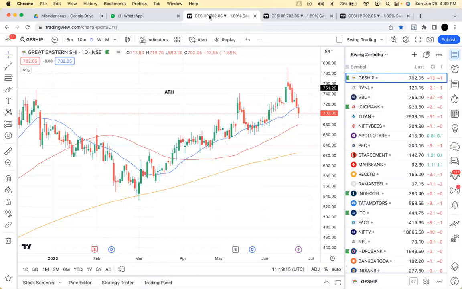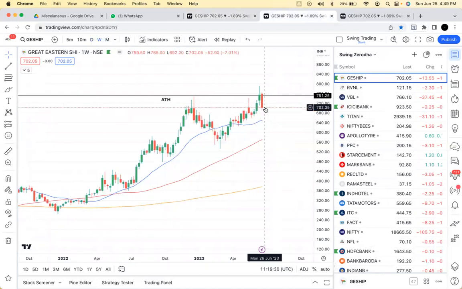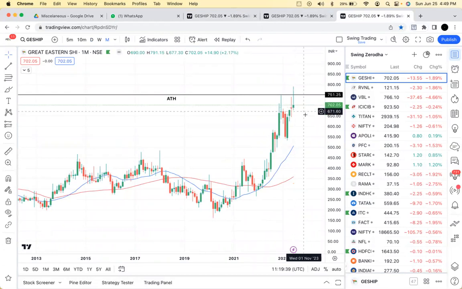So on the first tab, I use the D, the daily. That means each candle represents 1 day of prices. The second tab, I select the weekly, the W. That means each candle represents 1 week of prices. And the last one is the monthly. That means each candle represents 1 month of prices. All right, that's where we stand right now.